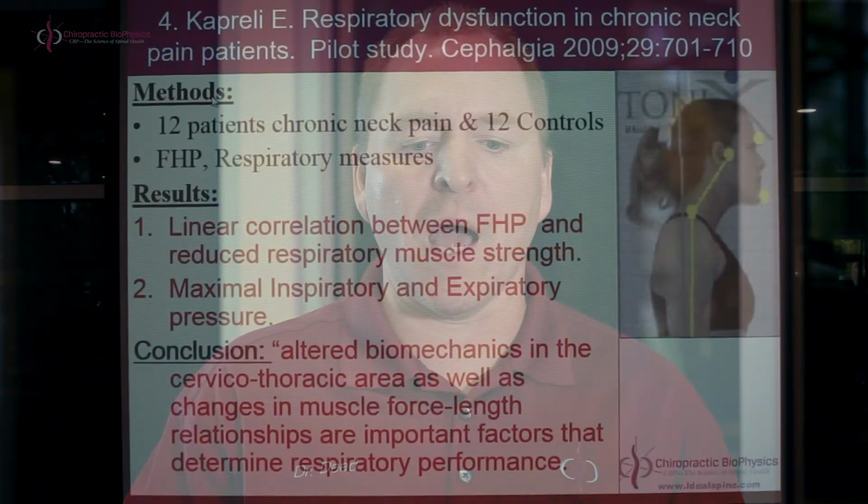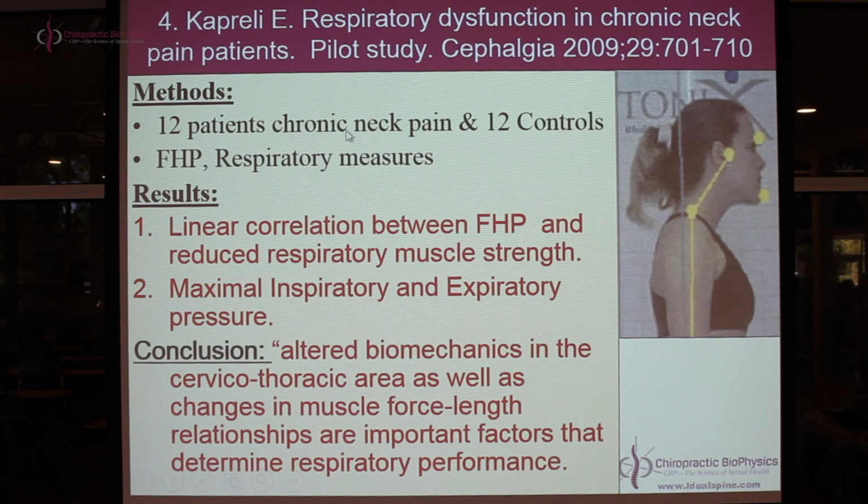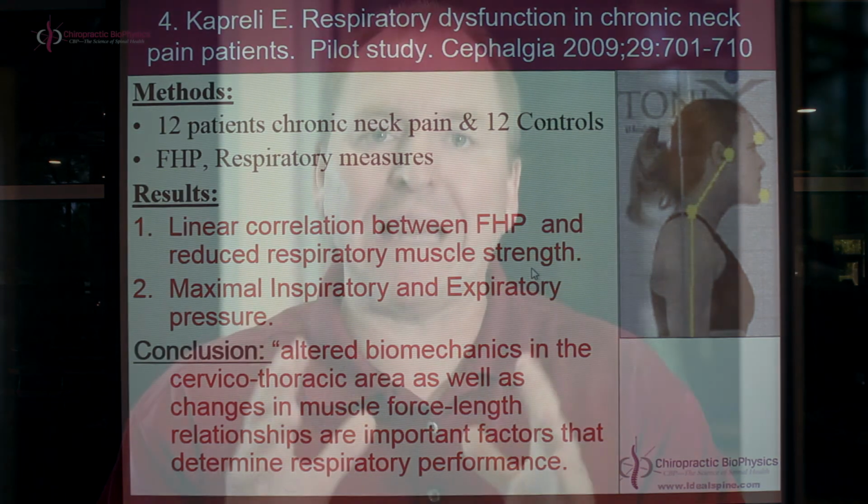Cephalgia, 2009. 12 patients with chronic neck pain compared to 12 controls, looking at forward head posture and respiratory measurements. Here's what they identified. There's a linear correlation between FHP and reduced respiratory muscle strength. Linear. That means it's not just related. That means for each increment your head goes forward, it incrementally affects the way your respiratory muscles can work and function.